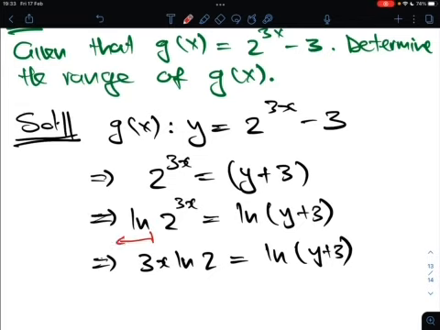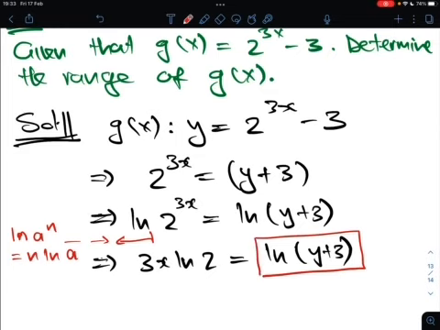So this follows from the fact that ln of a to the n is equal to n ln a. So this is how we establish that result that we have there. But now to find the range, we just have to pay attention here, because that's where we have the y.